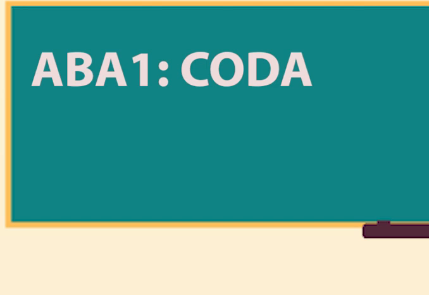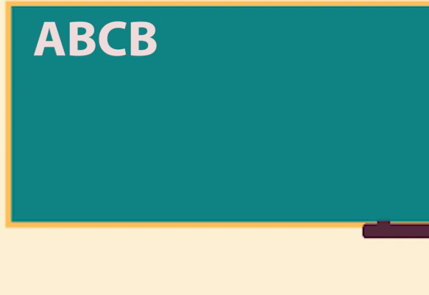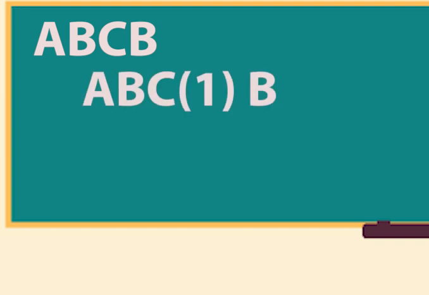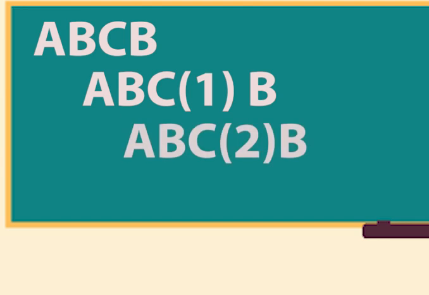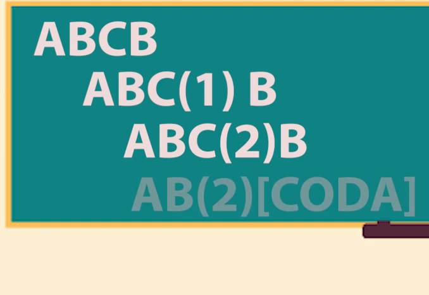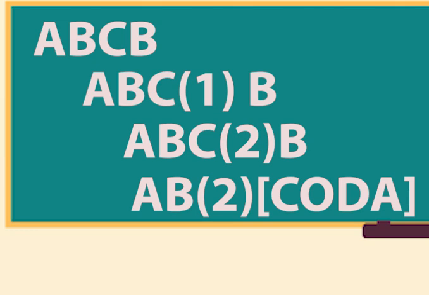In this sense, DNA follows the following structure: A, B, C, B, which is Act 1. A, B, C, 1, B, which is Act 2. A, B, C, 2, B, which is Act 3. A, B, 2, or coda, which is the final act.